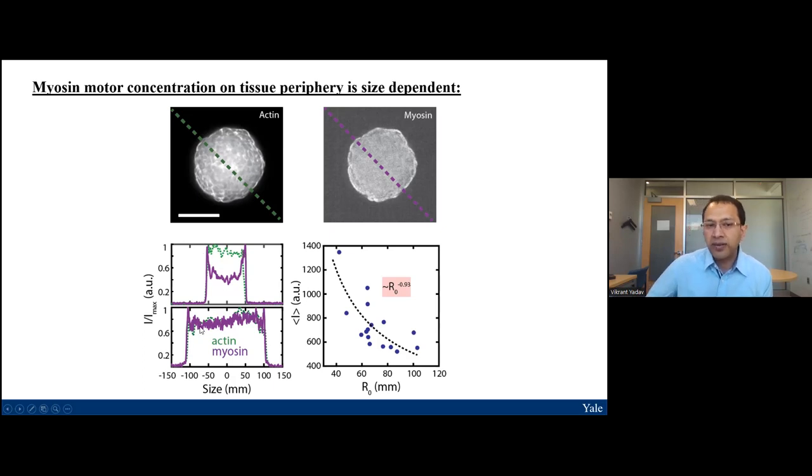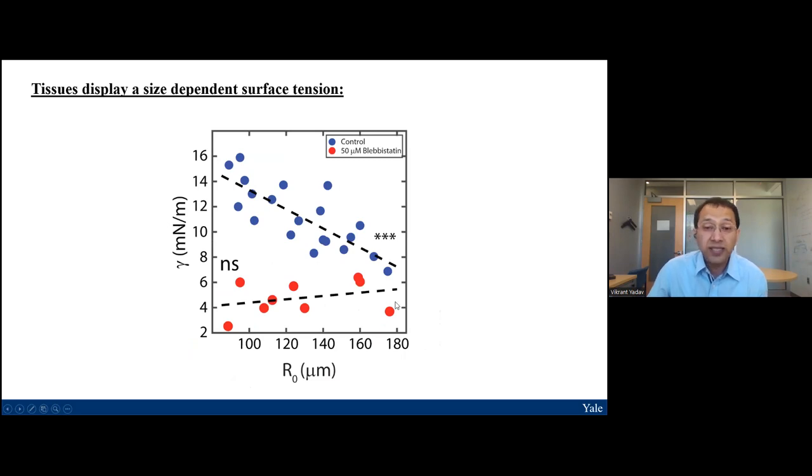When you go to an aggregate which is slightly larger, you see that the amount of myosin localized at the edges goes down, so you have fewer myosin. And if we integrate the myosin intensity at the periphery, you find that it also has the same kind of 1/r dependence, where the myosin concentration is larger for smaller aggregates and smaller for large aggregates. And that is what we think is guiding this behavior.